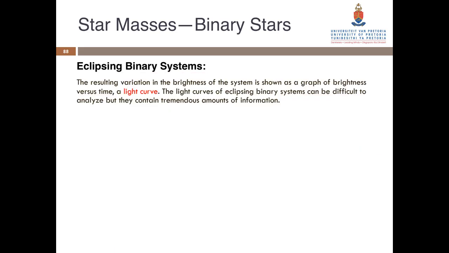The resulting variation in the brightness of the system is shown as a graph of brightness versus time, which we call a light curve. The light curves of eclipsing binary systems can be difficult to analyze, but they contain tremendous amounts of information.